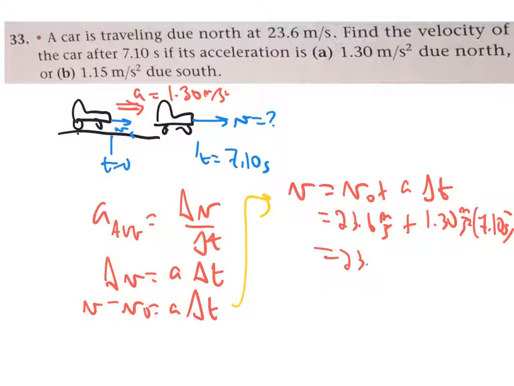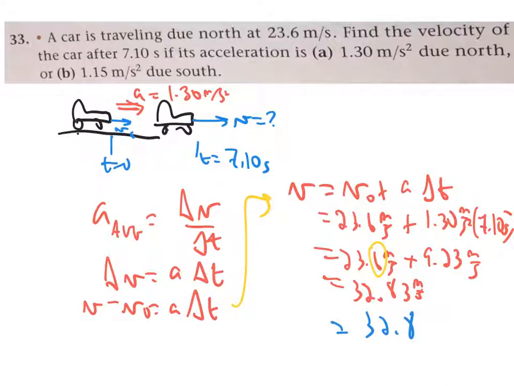This is 23.6 meters per second plus 9.23 meters per second, and then we want to check our sig figs, but it's 3 in both cases, so that's fine. And then we add them, so we have that plus 23.6 is 32.83 meters per second, but we should only have to the nearest 10th place because we only have the nearest 10th over here, so we end up at the end with 32.8 meters per second.